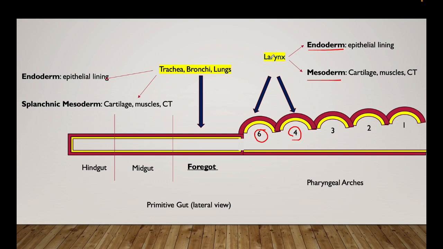That's for the larynx. The remaining parts of the lower respiratory tract, which are the trachea, the bronchi, and the lungs, directly arise from the foregut, from the primitive tube. Same thing: the endoderm gives rise to the epithelial lining, okay? And the splanchnic mesoderm, or the visceral mesoderm, gives rise to the cartilages, muscles, particularly smooth muscles of course, and the connective tissue of these parts.